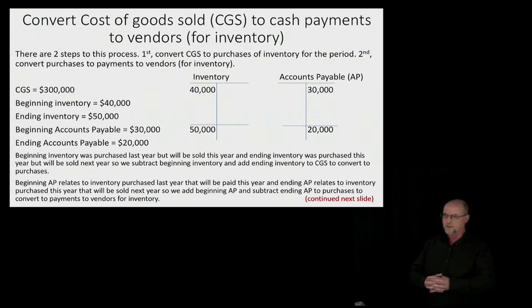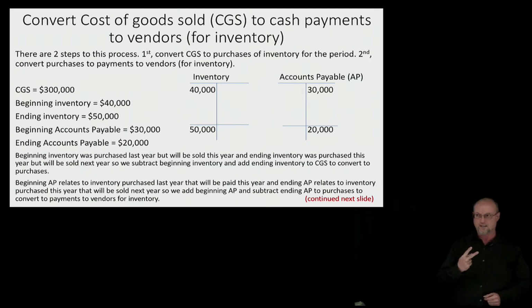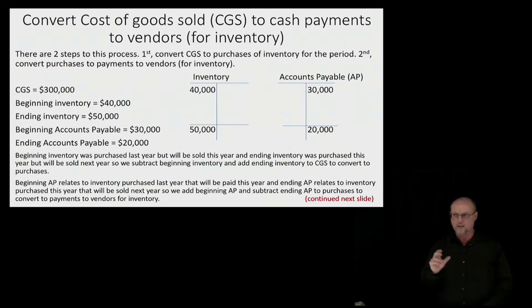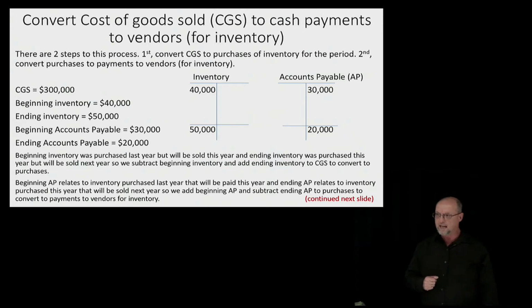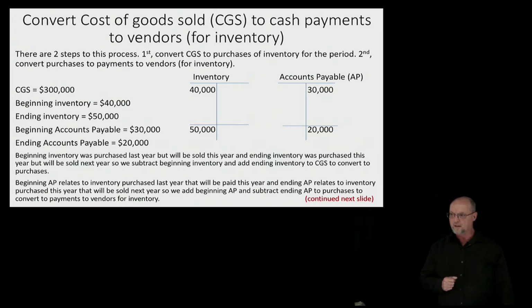The next thing we have to do is convert cost of goods sold to cash payments to vendors for inventory. And it's a two-step process. And I'm going to show you an alternate approach to step one in just a little bit. All right, so our cost of goods sold is $300,000. Beginning inventory $40,000, ending inventory $50,000. And we have accounts payable, beginning balance $30,000, ending balance $20,000.